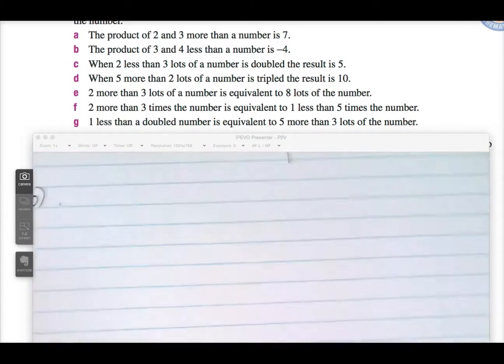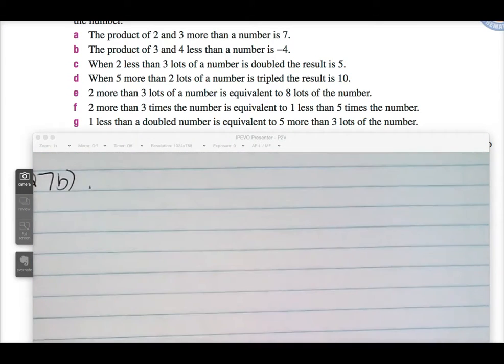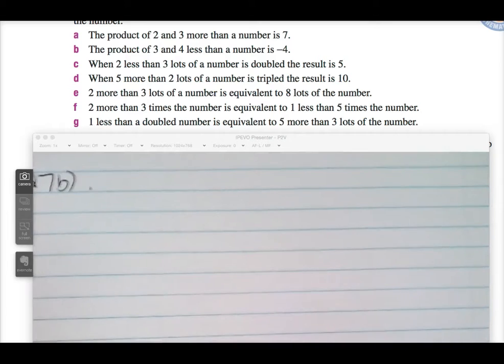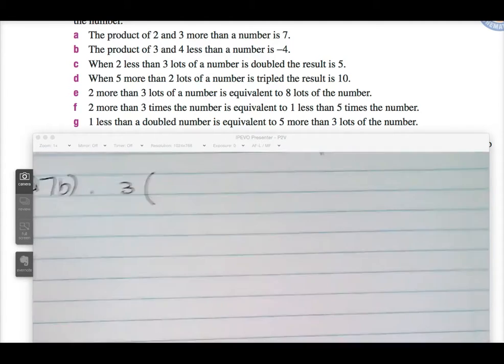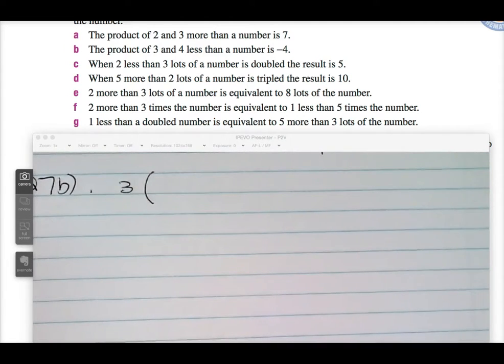Okay, so the product of 3 and 4 less than the number. So the product of 3, so 3 needs to be multiplied by 4 less than the number. All right, you're 16 or 15. What's 4 less than your age? How would you do it? Your age minus 4. So what do I do with this?